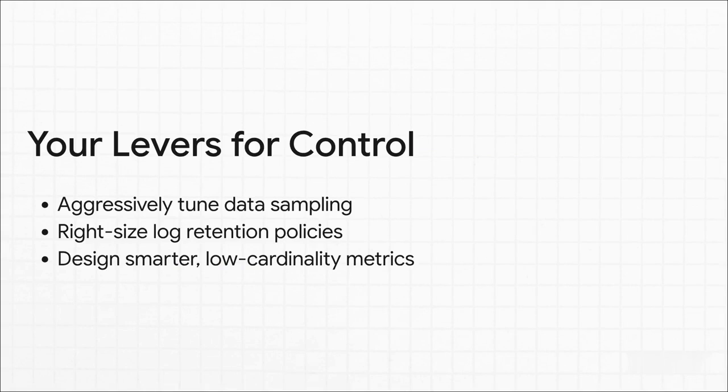We can get aggressive with data sampling, so we're not ingesting every single request trace. We can right-size our retention policies, because why are we paying to store low-value data for years? And, like we just talked about, we can architect smarter, low-cardinality metrics right from the start.